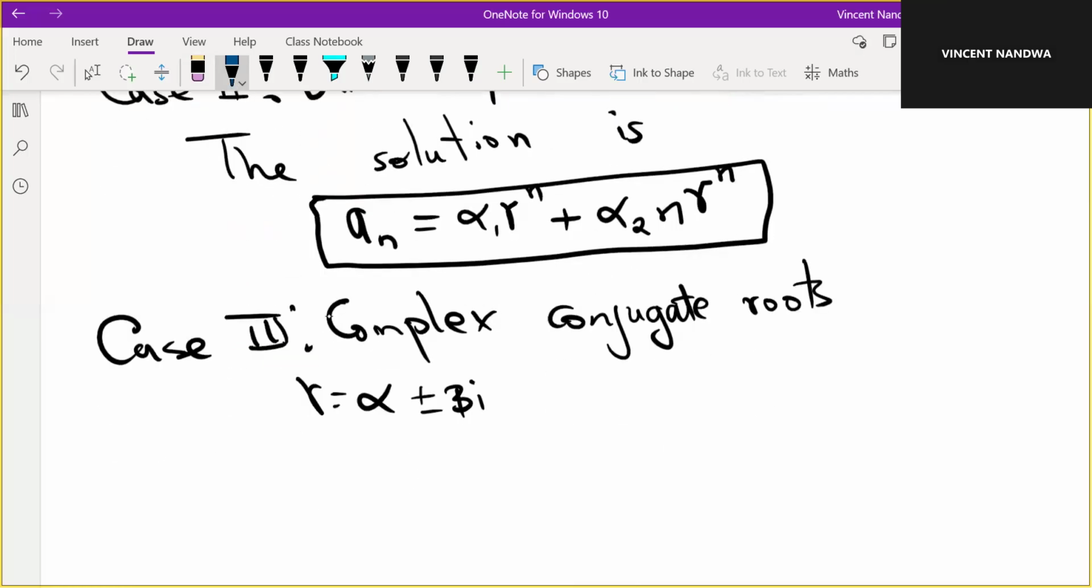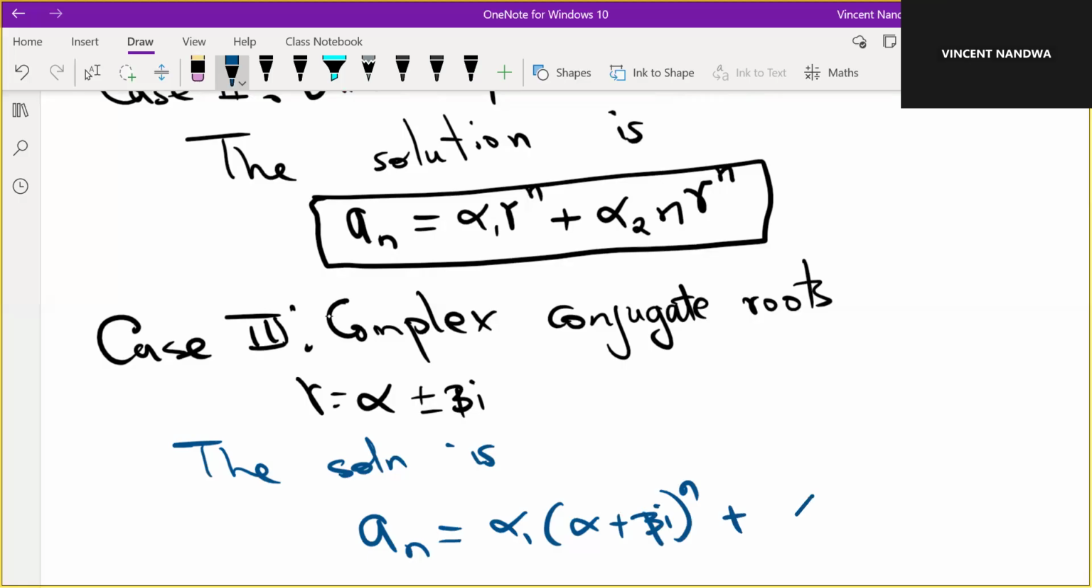So in this case, the solution is an equals alpha 1 (alpha plus beta i) power n plus alpha 2 (alpha minus beta i) power n. Please note that alpha and alpha 1 or alpha 2 are different animals in different kingdoms, so they don't mean the same. So alpha 1 and alpha 2 in this case are arbitrary constants, and this alpha here, together with beta, is the one that defines the complex conjugate roots.